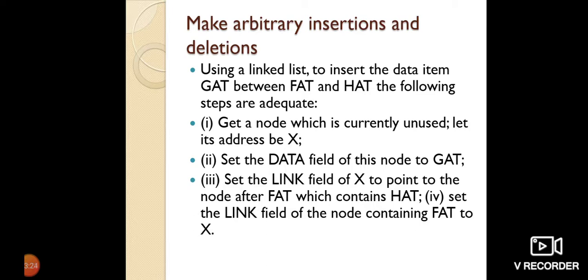Then, the next step, you're going to set the data fields. You'll have a data field and a link field. In the data field, you're going to write gat, so that the data is specified there, and then you're going to set the link of x. For that node, you're going to place the link so that it is in between fat and hat. The next one is, you're going to give the address to the previous one, and you're going to set the address of that particular node to the next one, so that it gets inserted in the appropriate place.